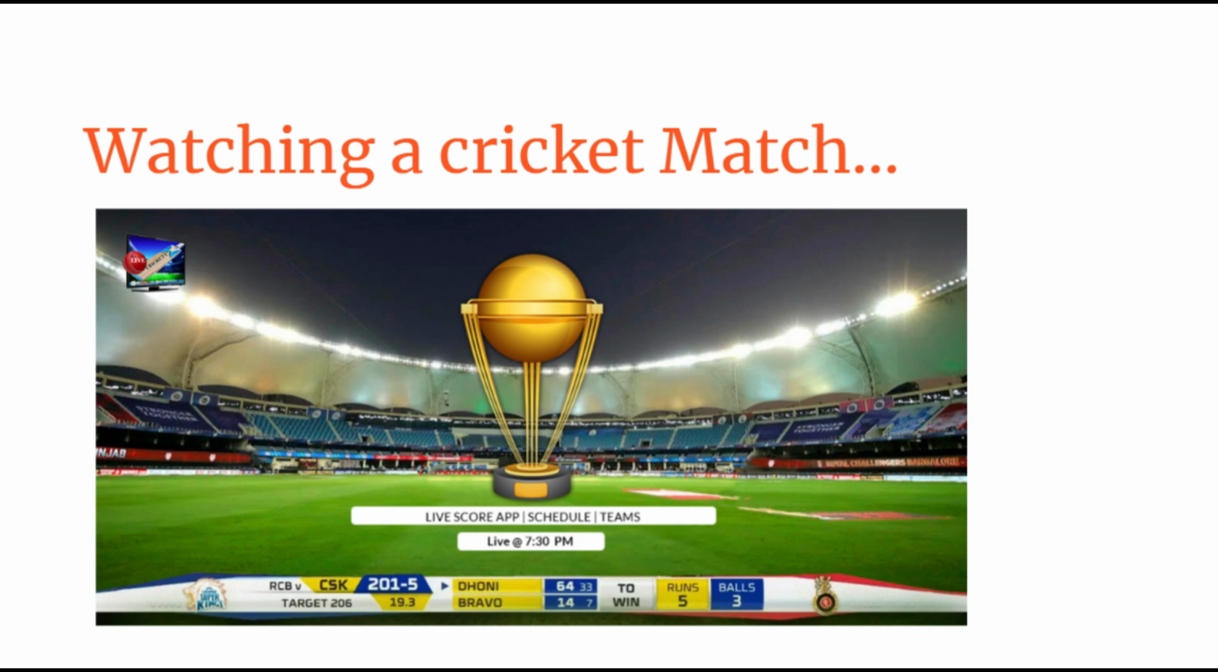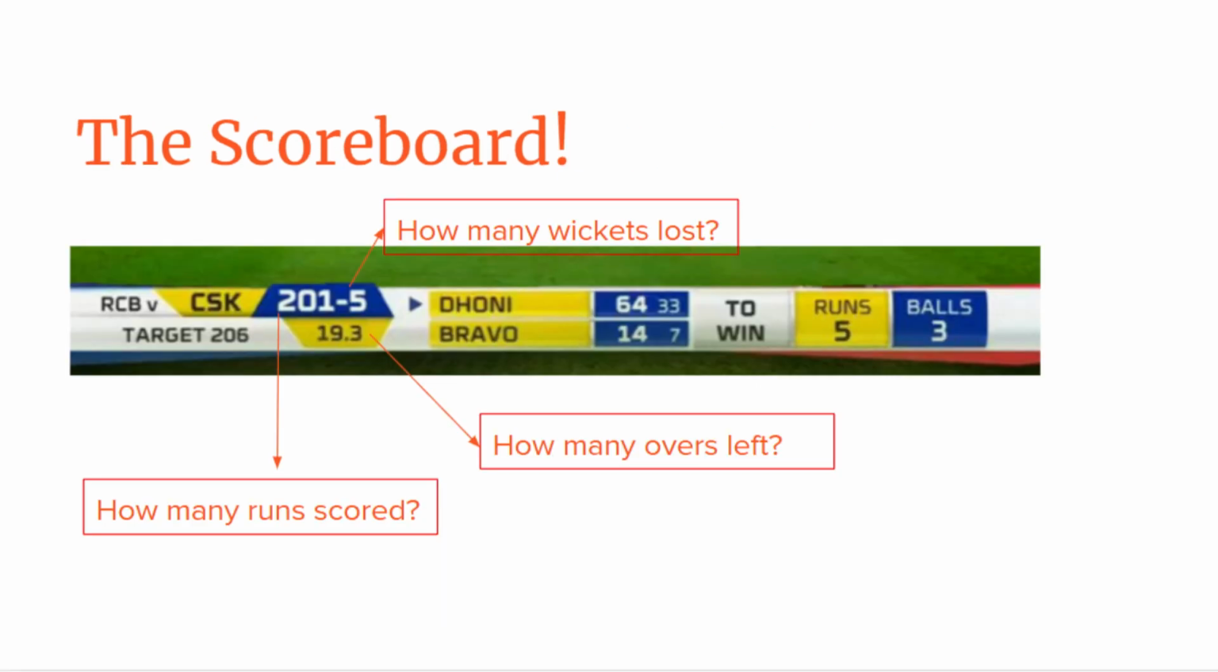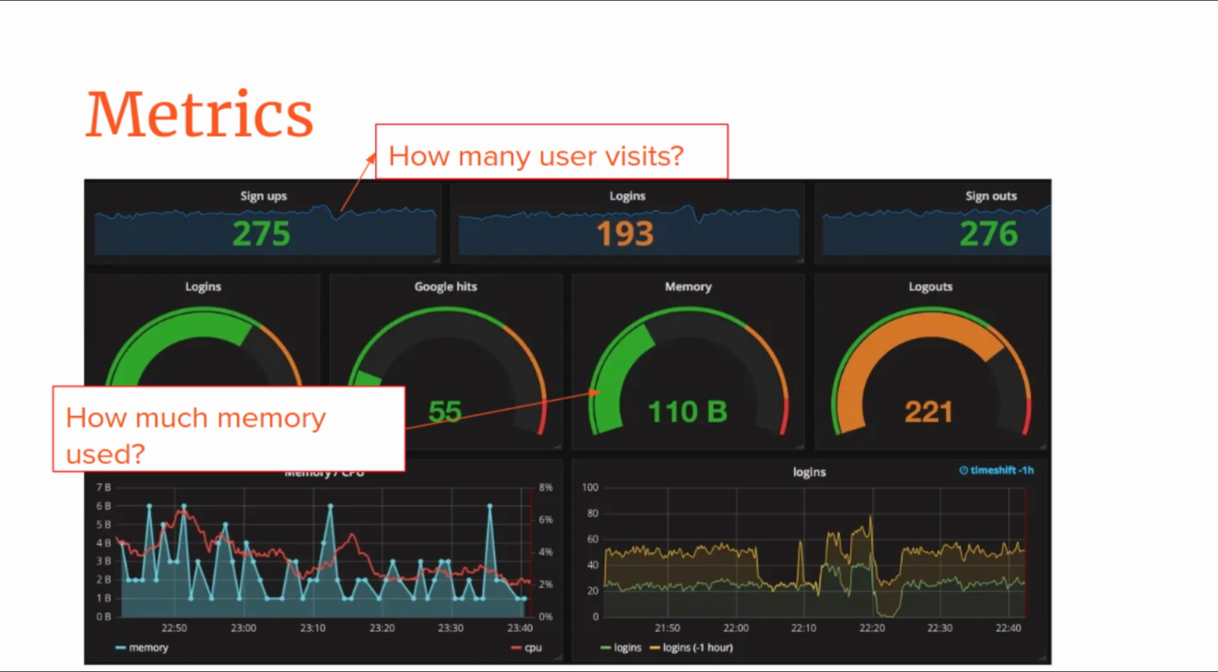Let's start with metrics. Imagine you're watching a cricket match. The first thing you do is check the scoreboard, right? It tells you the bigger picture, like how many runs the team has scored, how many wickets they have lost, or how many overs are left. In tech, metrics are the same. They give you a quick overview of your system's health. For example, how fast is your website loading? Or maybe how many users are active? Or even how much memory is being consumed. So metrics provide you the high-level numbers so that you can quickly spot if something is off.